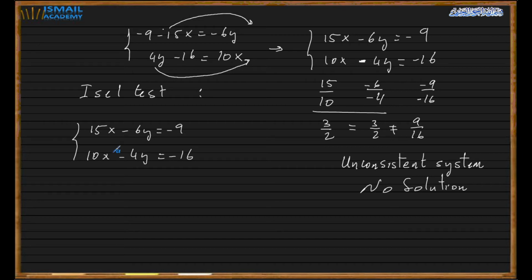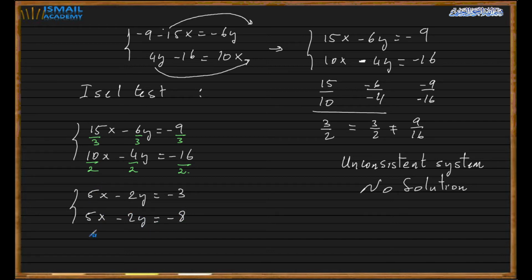So first thing, like I told you in the previous lesson, if you can simplify, simplify the system. The more you simplify the system, the easier it is to solve. So here I can divide by 3 and here I can divide by 2. I divide the top by 3 because 3 is the common factor, and here by 2 because 2 is the common factor. At the end I will have 5x minus 2y equals minus 3, and here 5x minus 2y equals minus 8.